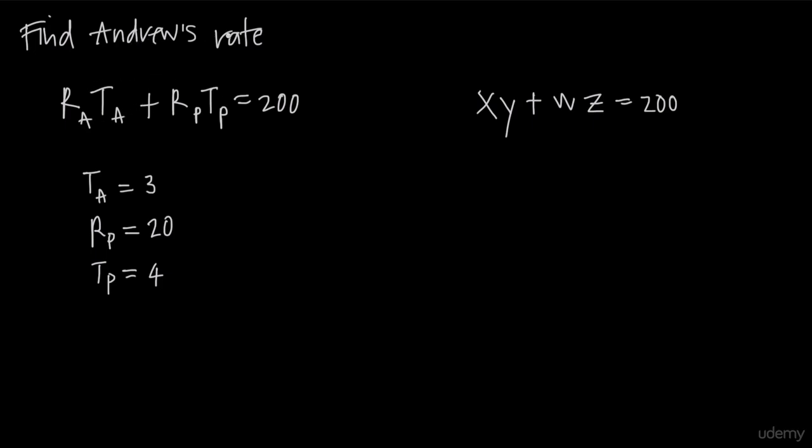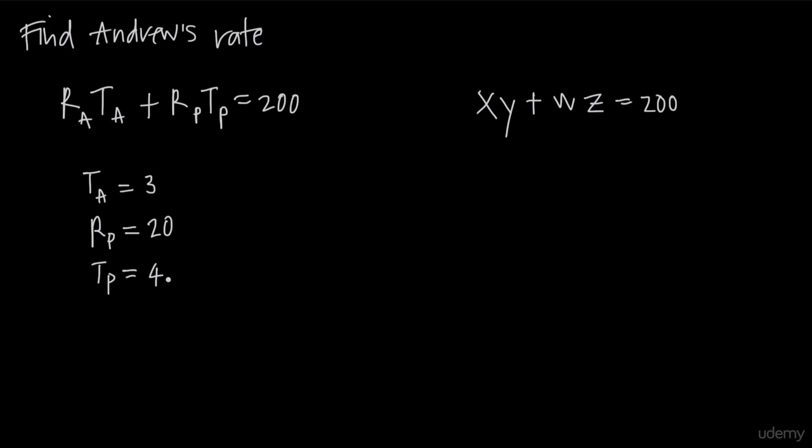So we've been asked to find Andrew's rate. We know right away that we're trying to find r sub a, because r sub a is the rate of Andrew. So that's the variable that we're trying to solve for. We've been given some other values here. So we know that Andrew's time is 3 hours. We know that Peter's rate is 20 miles per hour, and we know that Peter's time is 4 hours.